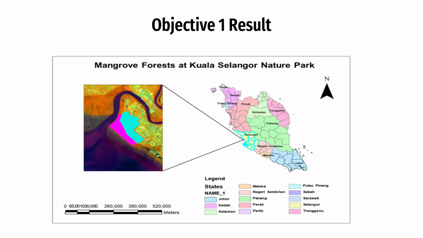So the next one is the objective 1 result. The base map of Peninsular Malaysia was added as a layer with the state of Selangor being highlighted since the park is located at the Kuala Selangor district. Landsat image was then added and processed to show the location of the park and the mangrove forest in that location. The process involved drawing 2 polygons with different colors, pink and blue, to differentiate the areas. You could see here, the blue polygon indicated the area of the park and the pink polygon indicated the mangrove forest in the park.